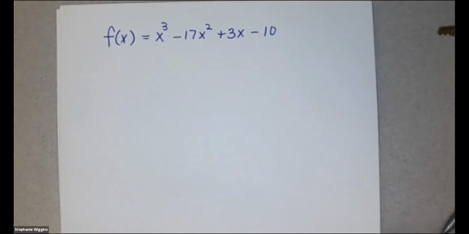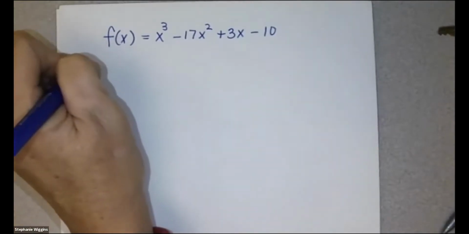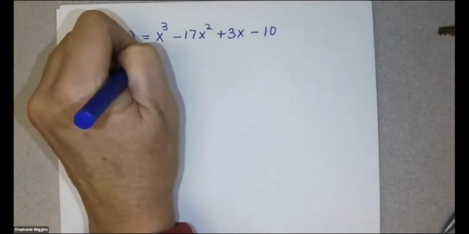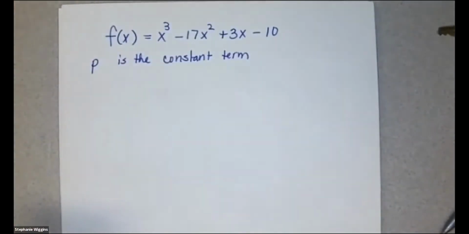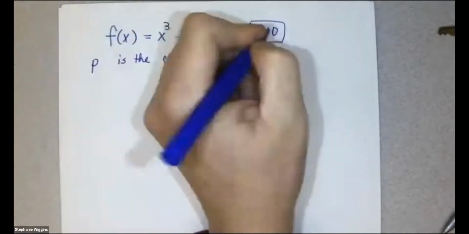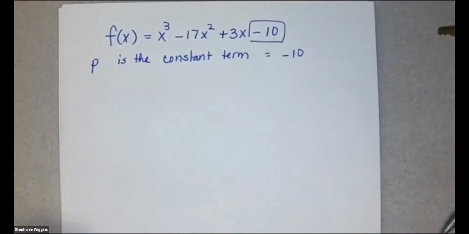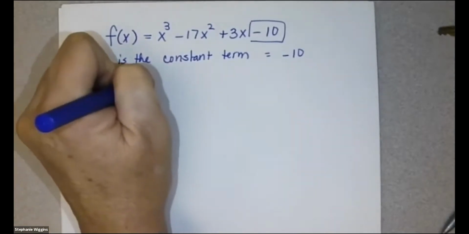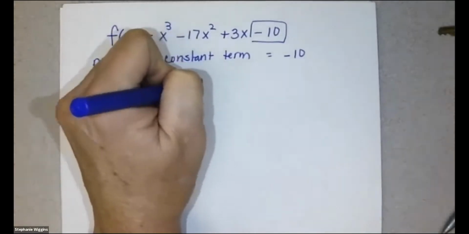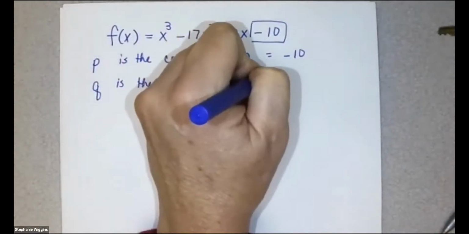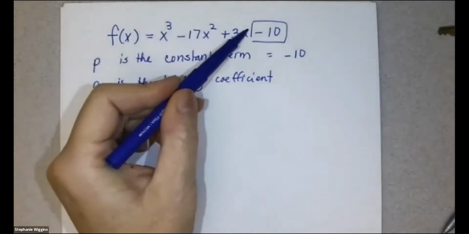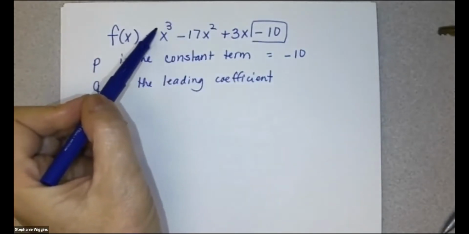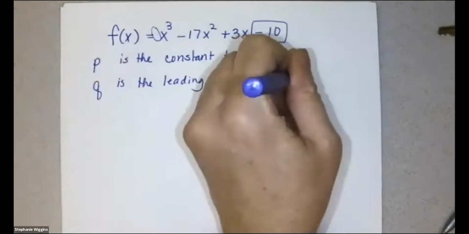And this is how you identify P and Q. P is the constant term. So here it's negative 10. And Q is the leading coefficient. So it's the coefficient on the term that has the highest power on x. So here 3, 2, 1, 0, this is the highest power. This is the leading coefficient. If it's not there, it's understood to be 1.